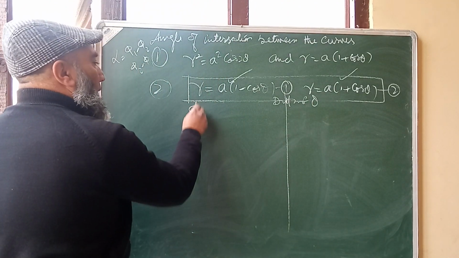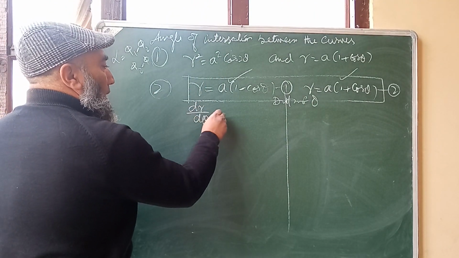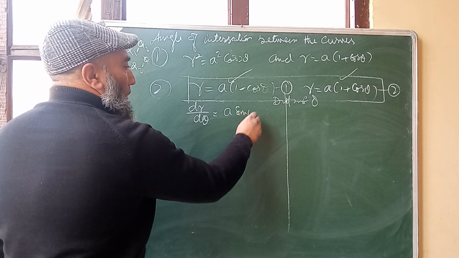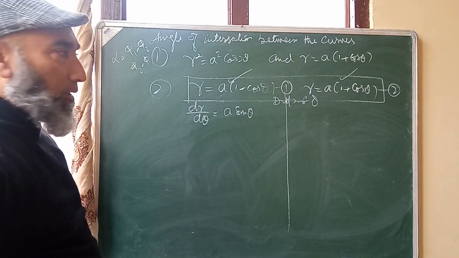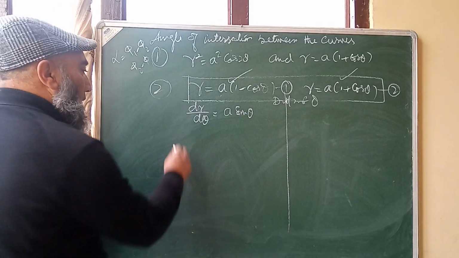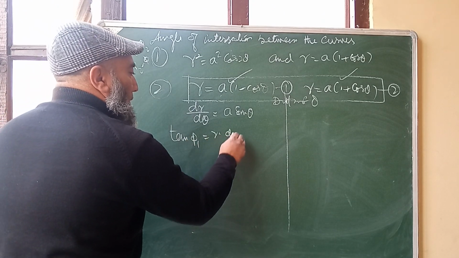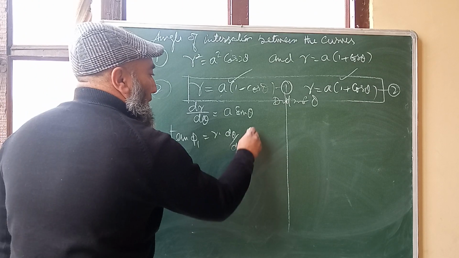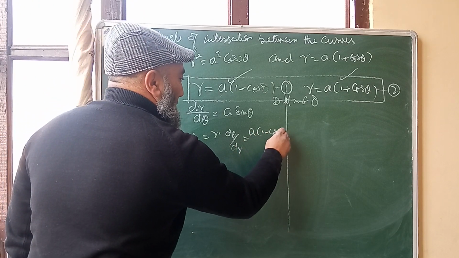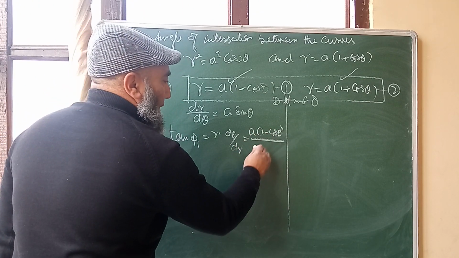What will I get? dr by d theta is a sine theta. Derivative of minus cos is plus, minus sine, so minus is plus. Now tan phi 1 is r d theta by dr. What's r? a (1 minus cos theta) by a sine theta.